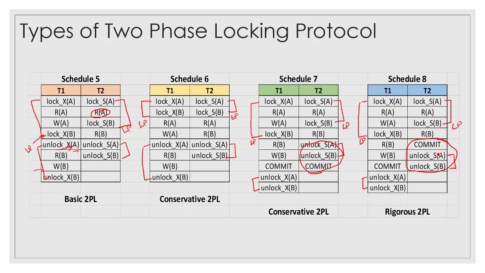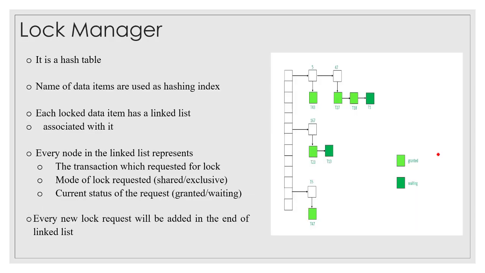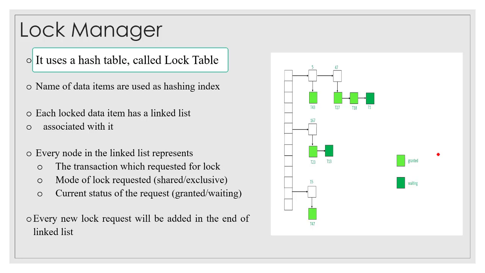Next, we are going to discuss the lock manager. So what is a lock manager? Lock manager actually manages all the locks. It is basically a hash table, and we know that a hash table is a content addressable table. Content addressable table means depending on the content, it will be placed in any of the open cells, any of the empty cells of the table. So lock manager is basically a hash table.